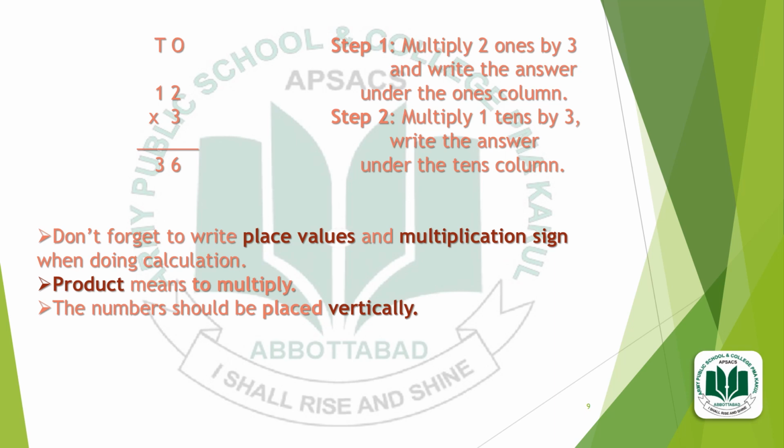Another example is 12 multiplied by 3. First of all, you should write the place values at the top and then we follow the steps. Step number 1 is we multiply 3 with the ones place, which is 2. 3 2s are 6 and then we write the 6 under the ones column. Now step number 2 is to multiply 10 with 3 and then we write down the answer under the tens column.